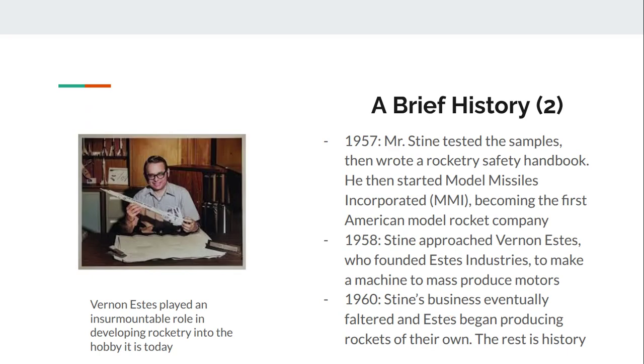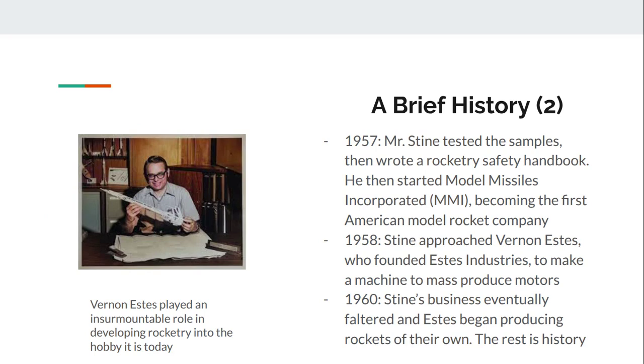So, brief history part 2. Stein tested these samples, and he wrote a rocketry safety handbook. He then started the company Model Missiles Incorporated, MMI, which was the first American model rocket company. Then he approached this guy right here, Vernon Estes, which, if you know anything about model rockets, you'll probably recognize Estes, a huge brand, pretty much a monopoly, who founded Estes Industries to make a machine to mass produce motors.